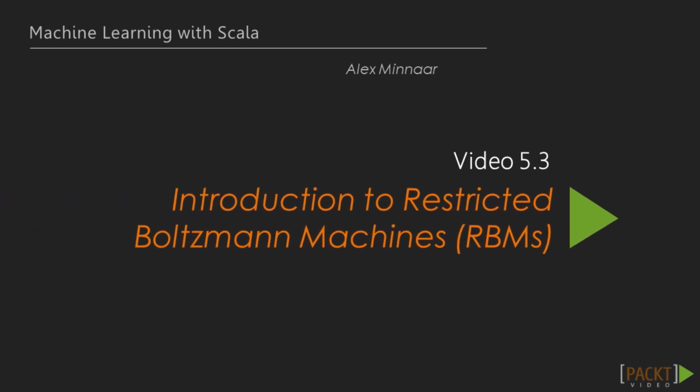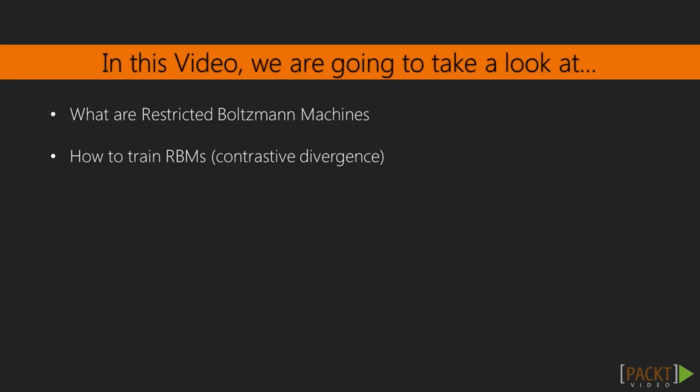Welcome to the third video of this section. In the previous videos, we looked at feed-forward neural networks applied to the supervised learning problem. In this video, we will look at a different class of neural networks called restricted Boltzmann machines, or RBMs, which will be applied to the unsupervised learning problem. In the first part of this video, we will learn about the structure of restricted Boltzmann machines and how they address the unsupervised learning problem. After that, we will learn how to actually train a restricted Boltzmann machine on a dataset.